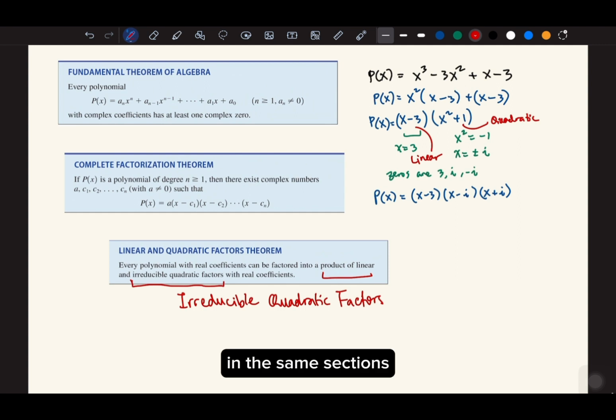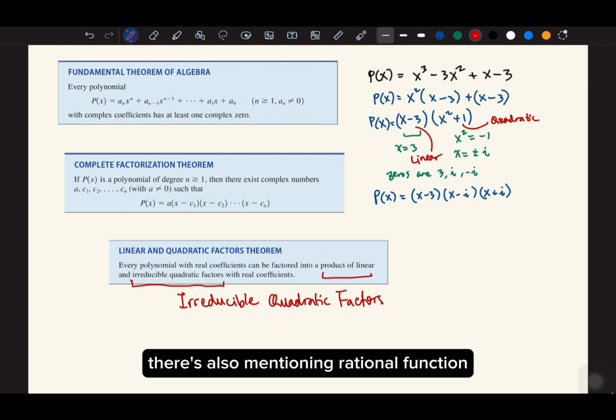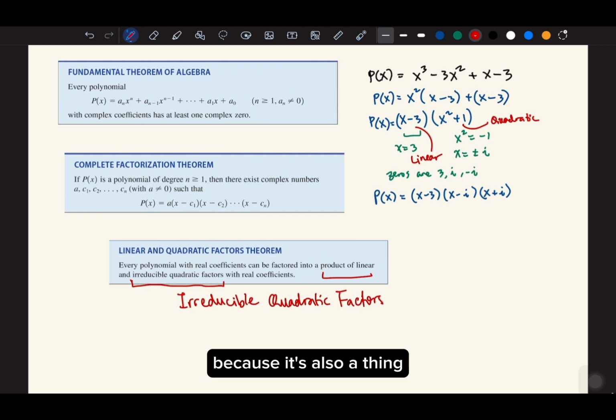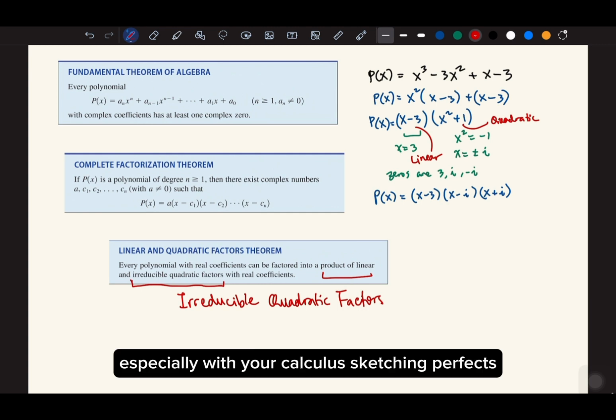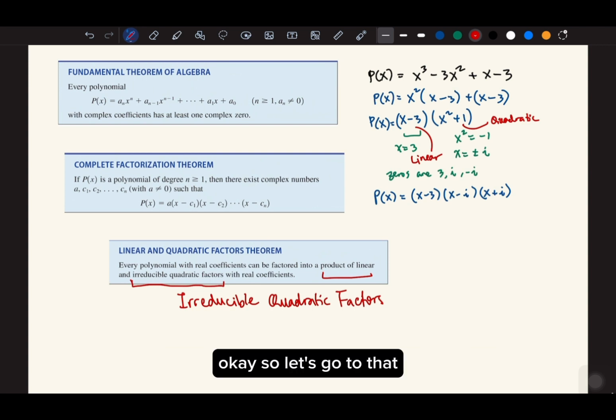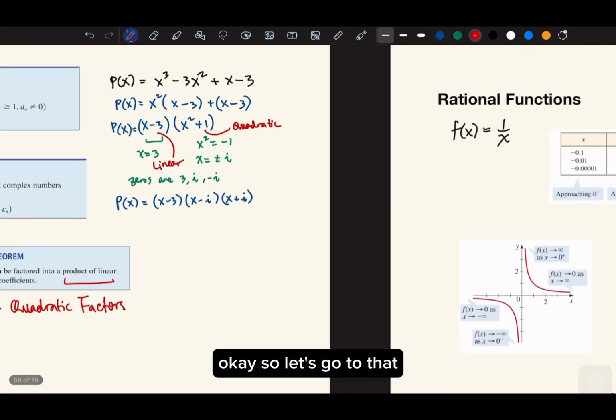Okay, that's it for this polynomial. But in the same sections, there's also mention of rational functions, which I want to just review because I think it's very essential, especially with your calculus, sketching curve things. Okay, so let's go to that.